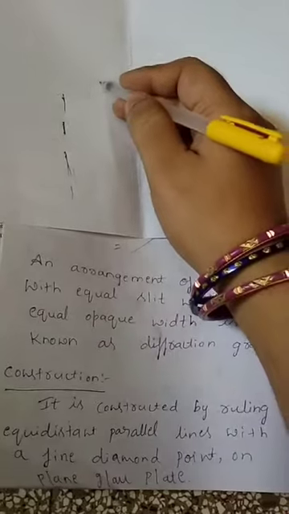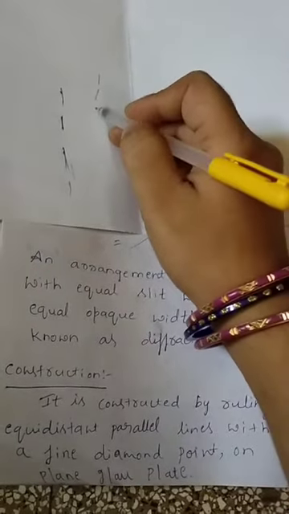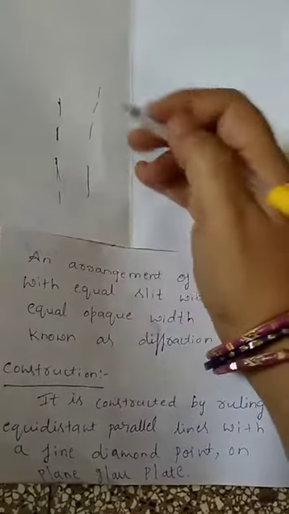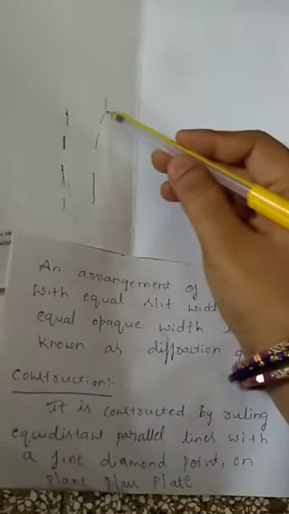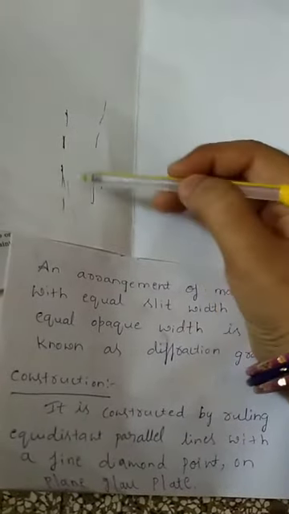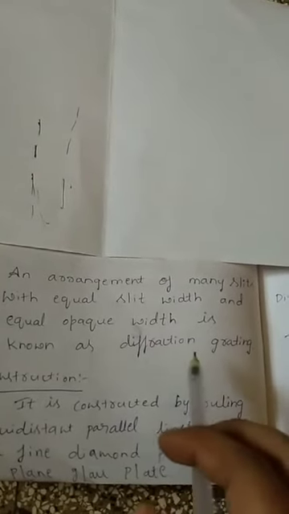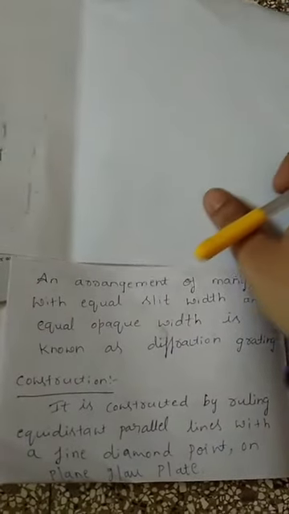You cannot imagine the first slit width being very small, then a larger one, and then a still larger one. No, you cannot imagine it like that. Slit width should be equal and opaque width should be equal, and such an arrangement is known as diffraction grating. Like your lenses, mirrors and prisms, we can also prepare this type of grating. It is also known as diffraction grating or transmission grating. The grating experiment is also there in your practicals. Once we do that, at that time I will explain.